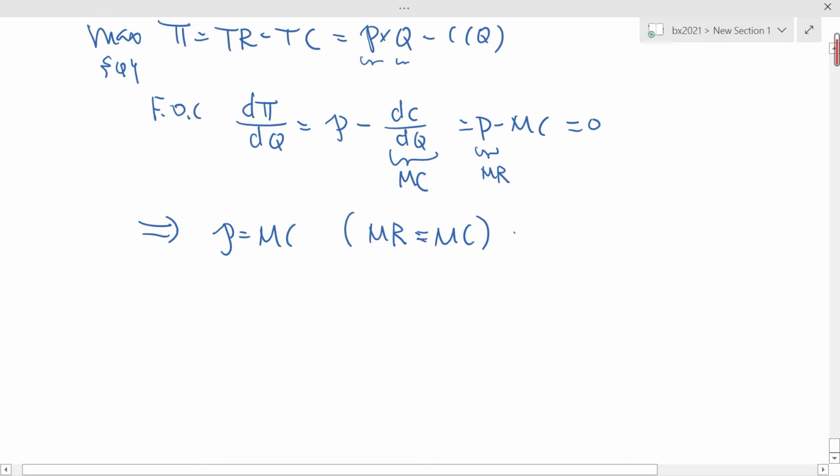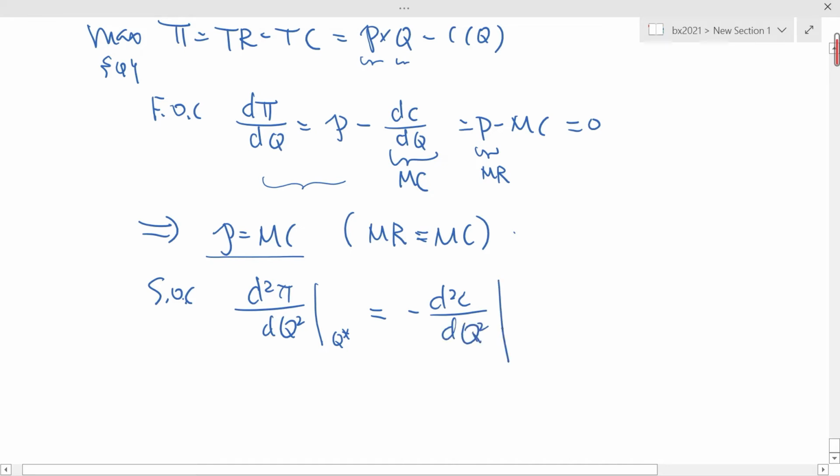All right. First order condition done, now the second order condition. We need to check this, evaluated at Q star, the optimal output that solves this equation. So it's equal to differentiating the first derivative one more time. So it's minus the second derivative of cost, evaluated at the solution.